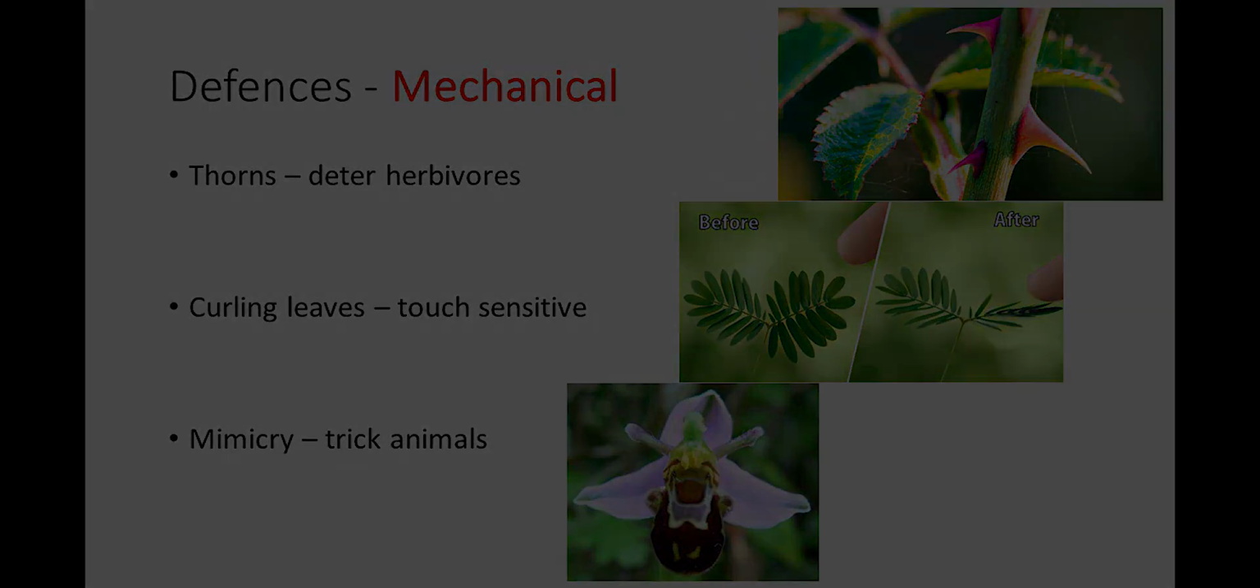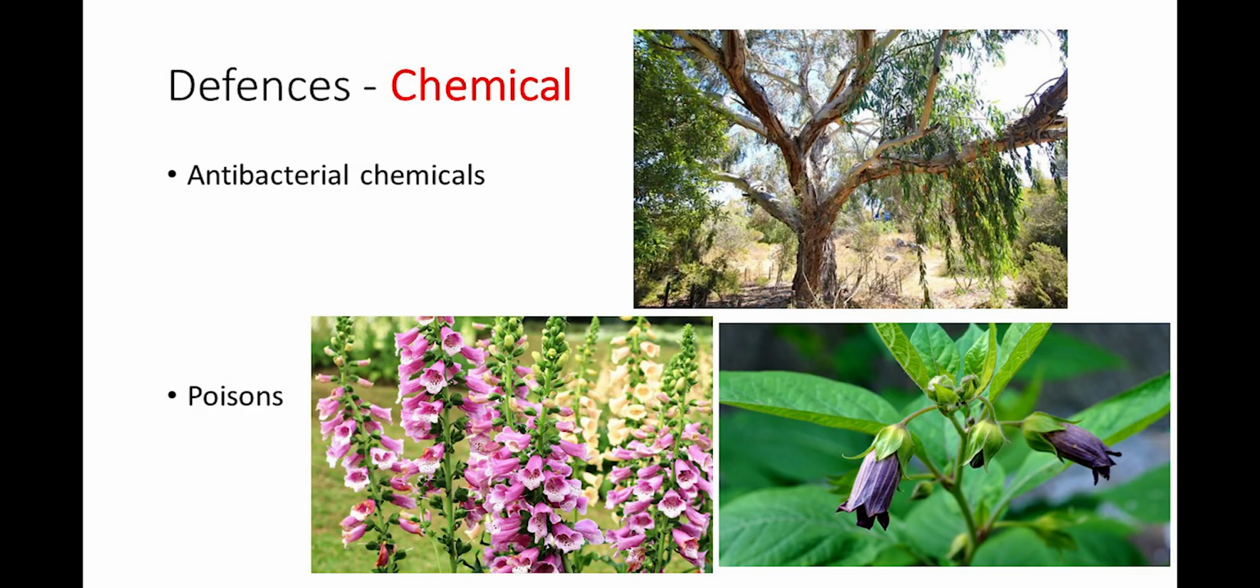And then you've got chemical defences, things like some plants producing antibacterial chemicals, such as the eucalyptus pictured there, tea tree in Australia as well. And then in the UK, you've got poisonous plants like foxgloves and deadly nightshade that are pictured there, that produce a poison very, very deadly to any animal that might eat it. So they end up defending themselves that way.